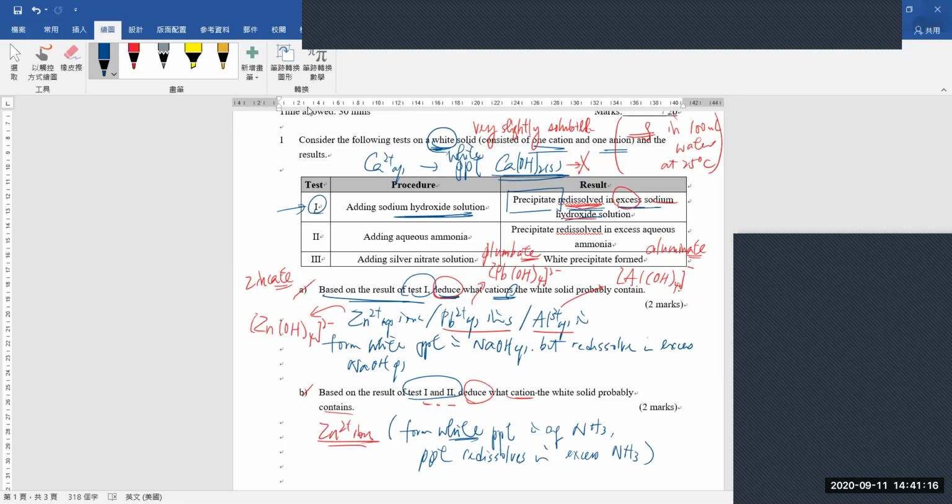You have to fulfill test 1 and 2 results together to judge it as copper 2. So they can only fulfill one. They match with the observation in test 2 only. Test 1, no. So copper 2 ion is not a possibility. It's not a choice. Can you get my point? It's not just aqueous ammonia to be said, but also NaOH, and the PPT will also dissolve in excess NaOH. Can you get my point? So this is what I would like to remind all of you.